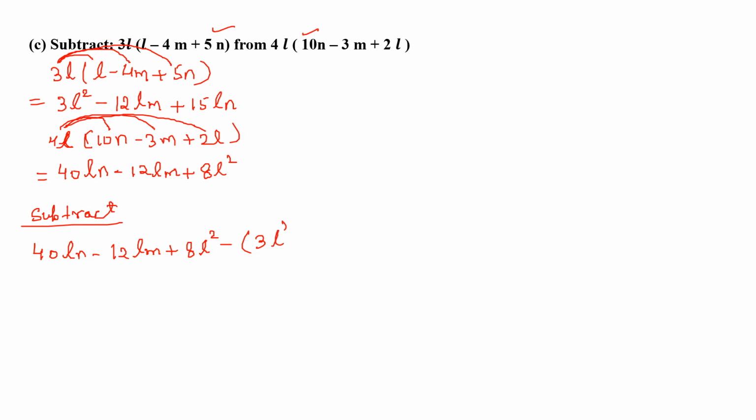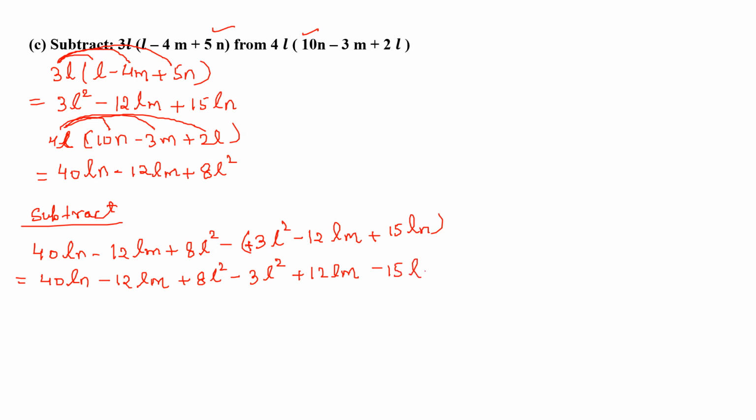Okay, when you open the bracket the sign will change. 3l square minus 12 lm plus 15 ln. Now let's open the bracket, and if you get any like terms you have to combine them. If something is getting simplified you have to simplify it. So minus 3l square, see here it is plus sign, but before the bracket there is a minus sign, so it will change the sign. This minus will become plus 12 lm and plus 15 ln will become minus 15 ln.